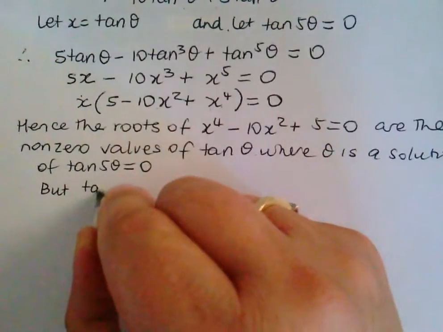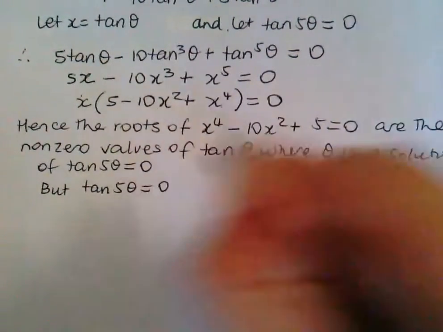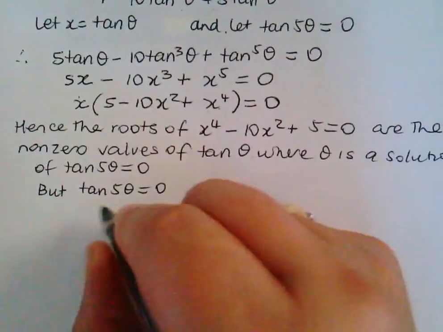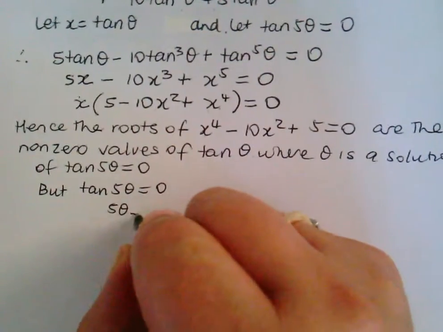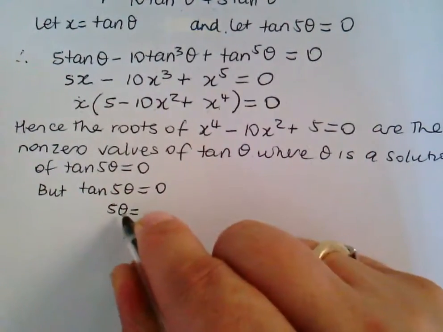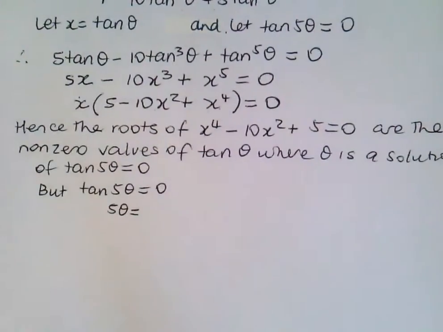But remember that we let tan 5 theta equal 0. When you look at that, doesn't that look like one of those general solution type questions? So if you want to solve that, we'd give the general solution. So what's the general solution for tan? Isn't it 180n plus pi? Right? So the general solution is that, but I don't have to give the general.